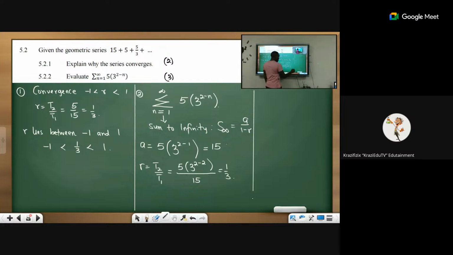What is that? S infinity is 15 over 1 minus, what is my R? 1 over 3. Put that in a calculator. You have 15 times 3 over 2. 45 divided by 2 is 22,5.